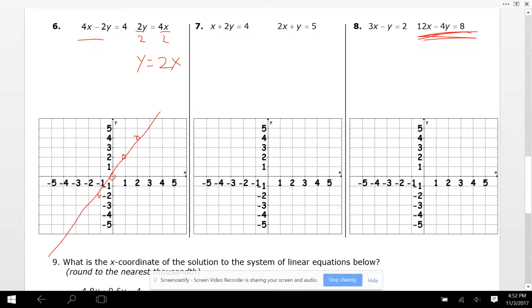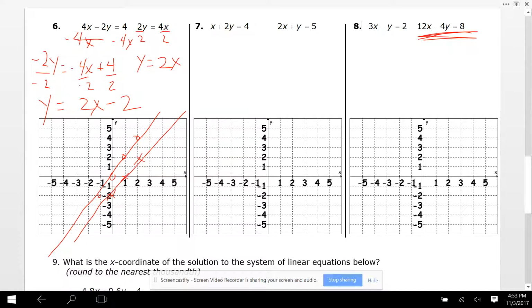So here's my line. And then my other one, I can substitute in, but I'll go ahead and solve. So I have minus 2y. I took 4x away from both sides. So negative 2y equals negative 4x plus 4, divided by negative 2. And I end up with y equals 2x minus 2. So I bet it's going to be parallel. And there's going to be no solution. But we'll put it in our calculator.